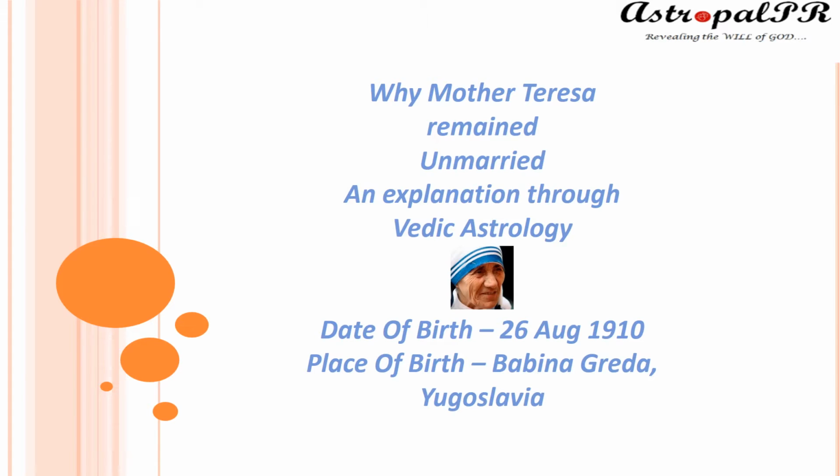In addition to these three charts mentioned, you also have to consider some Jaimini factors to come to the conclusion. The Jaimini factors will include checking the Darakaraka. I'll try to explain this as much as possible using Mother Teresa's chart as an example. There are certain conditions to be fulfilled for remaining unmarried.